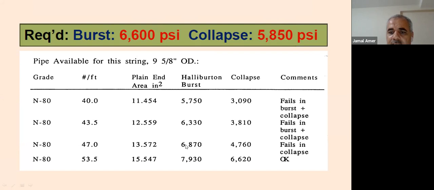Okay, and we have this 6,000. But let's come to the collapse pressure. Here we see the collapse pressure is only 4,760, while our collapse pressure is how much? 5,850. So that means this cannot withstand our collapse pressure. So this selection is not recommended. We will go to another selection, which is one here, N80. So we have here burst pressure 7,930, and the collapse pressure 6,620.